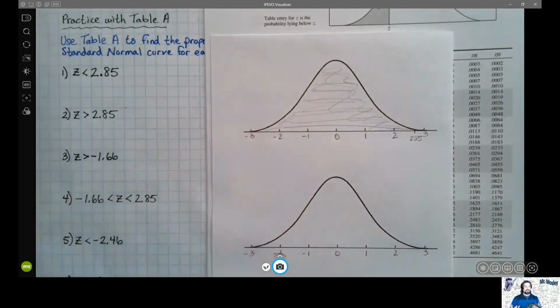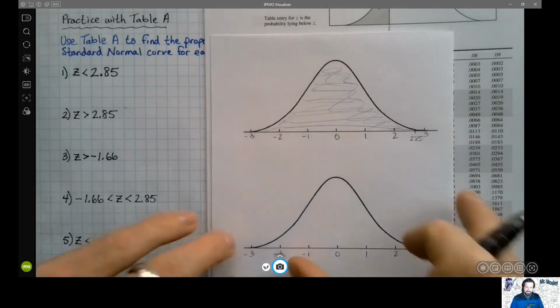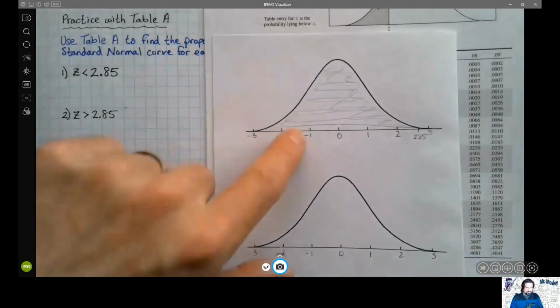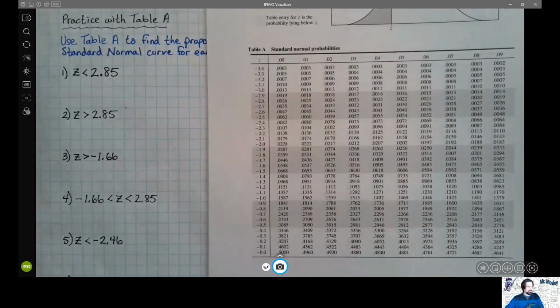Just based on what we know from the 68-95-99.7 rule, we should be well above 95%. 95% is within 2 standard deviations, and we're more than that. If you're getting an answer that doesn't fit the proportion you have here, then you've made an error. We're using the graph to help us see what our proportion should be. Now we have an idea of what we should get, and now we're going to use Table A.